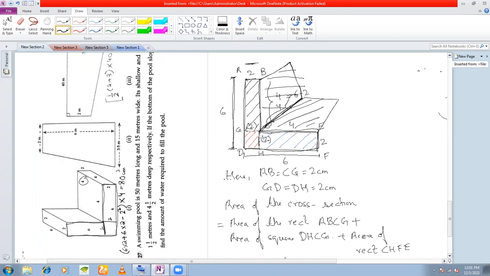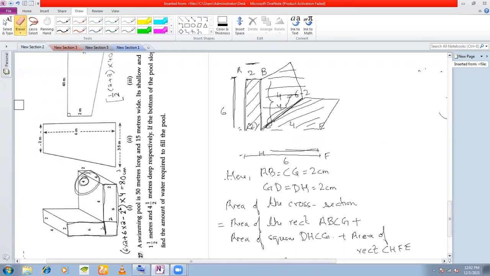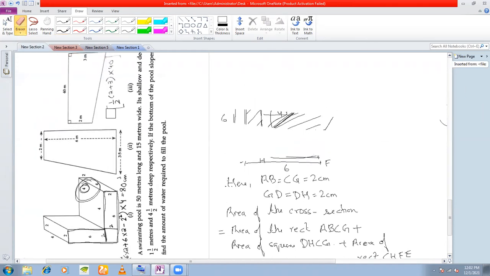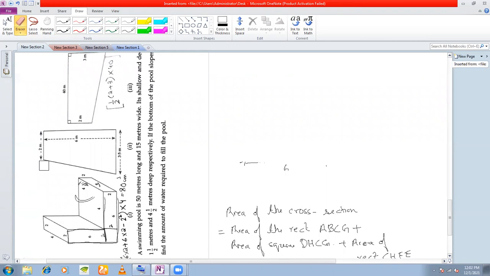And what is the length given here? 4 centimeters, right? This length, 4 centimeters. So you multiply the area of the cross section with the length to get the volume of the figure. Okay, fine. Now we shall do part C of this question.